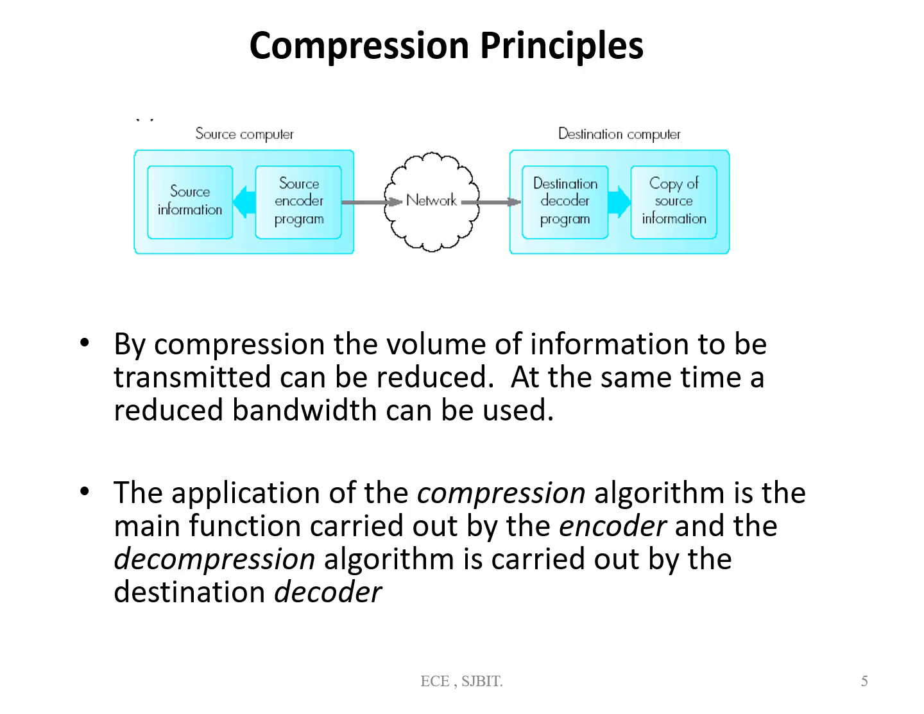Here we have a block diagram which shows the compression process. At the source computer we have the source information and a source encoder program, and then the data is transferred over the network, and at the destination computer the destination decoder program is executed and a copy of the source information is produced.